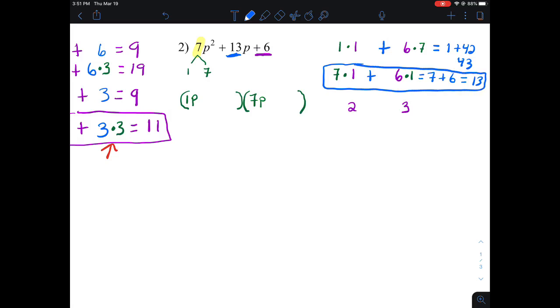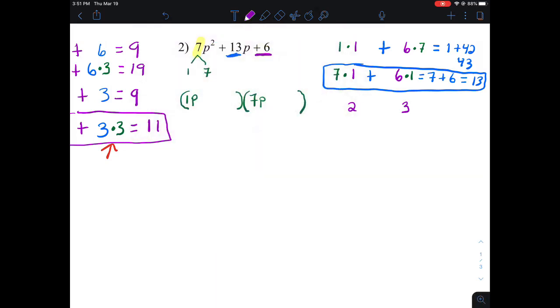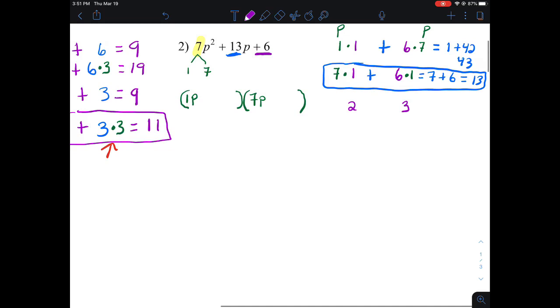So I need to make sure that the 7 is multiplying to a 1. The green numbers are the p's. The purple numbers are going to be the numbers that go in the back side of the parentheses. So I need to make sure I have 7p times a 1. So I find 7p, and I have to put plus 1 in the other binomial. That's the only way they'll multiply together, is to have 7 times 1 right there.